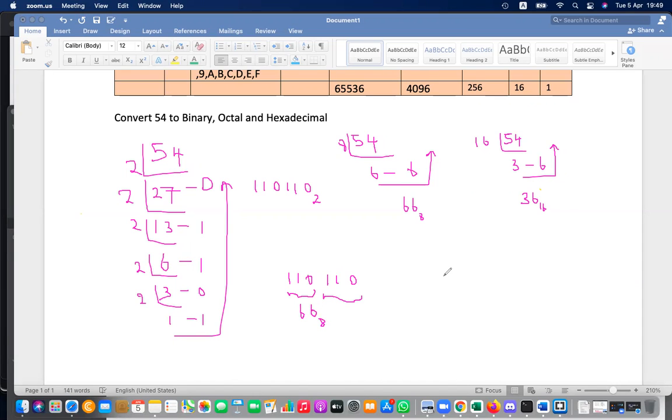Take the same example, but write 4 by 4. Then you can write 110, 110. You can add zeros to the beginning to make it a slot of 4. Here, this 4 is 6. This 4 is 3. So the value is 36 in hexadecimal. This is the short way of doing that.